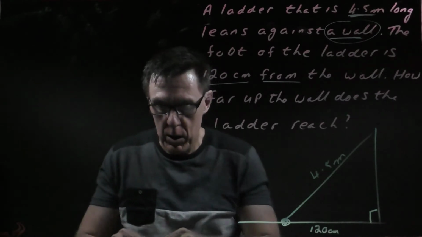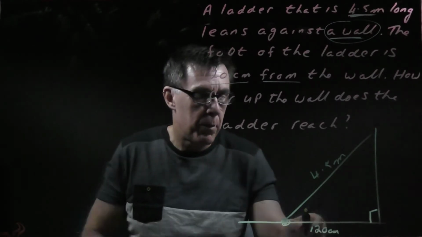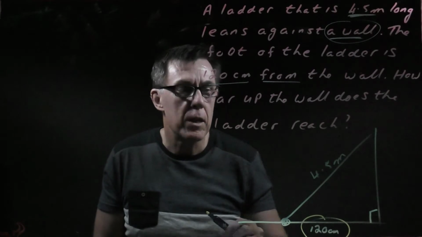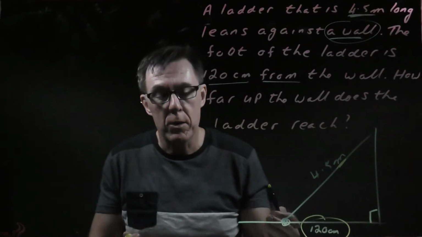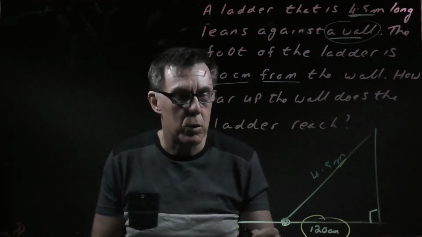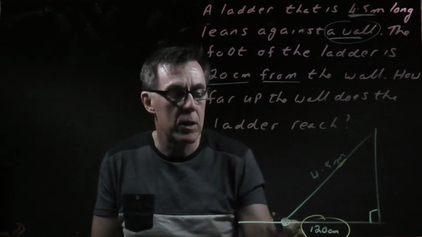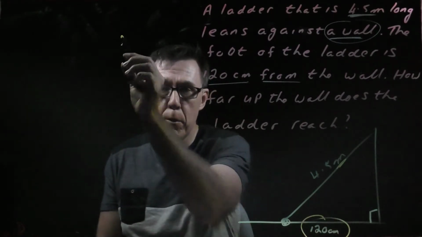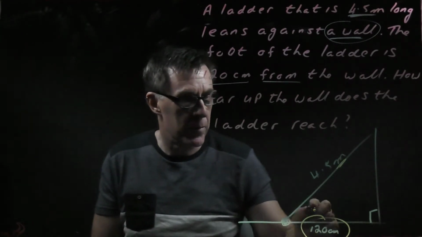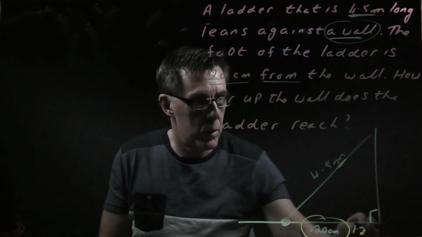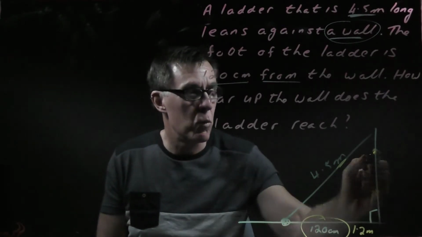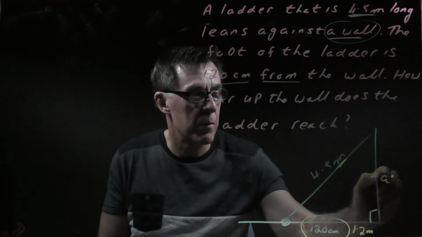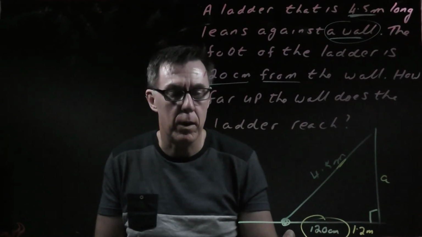Now from here, please note, that's in centimeters, that's in meters. We need to be in the same units. Unless the question tells you, you choose whichever units you want. But I advise, do all your changes now before you do any of your calculations. So we're going to make that 1.2 meters, so it's in the same units. And how far up the wall does it reach? We're going to call that side A. That's what we have to find out.